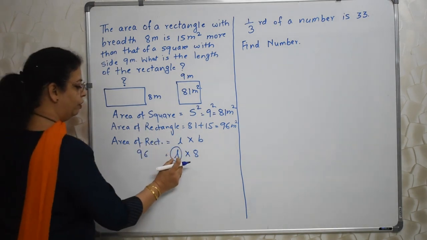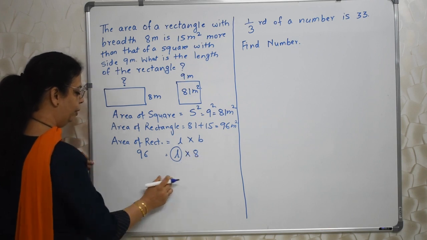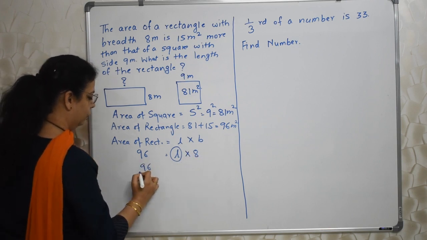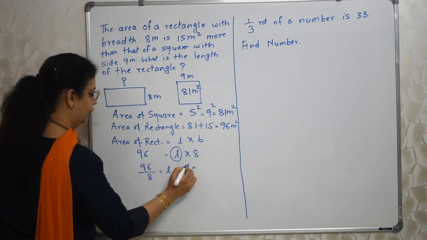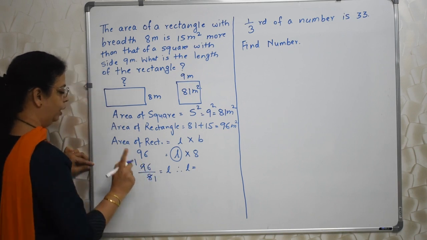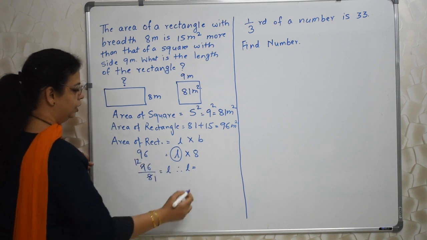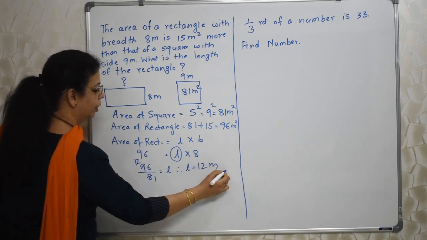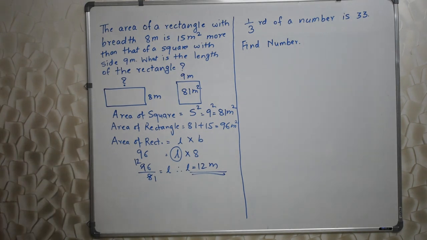Now here we need to find out length. So I am going to leave that alone here. This into, that is multiplication by 8, will be division by 8 here. So 8 is equal to length. Therefore length is equal to 96 divided by 8. 8 ones are 8. 8 ones are 8. 1 left, so attach 6 to 1, 16. 8 2s are 16. So 12 meter is the answer. The length of that particular rectangle has to be 12 meter.